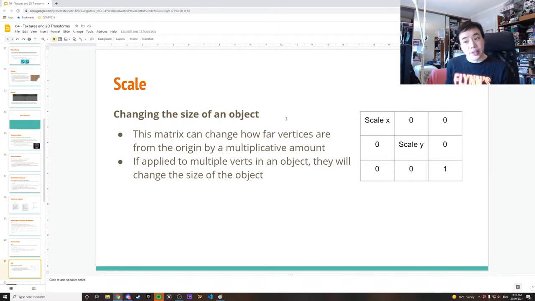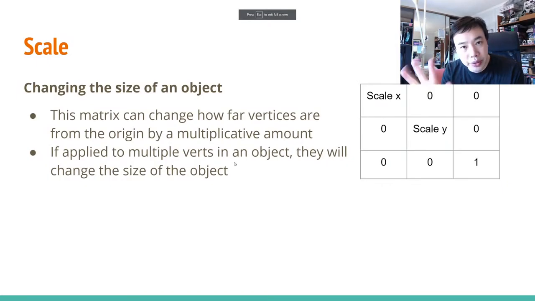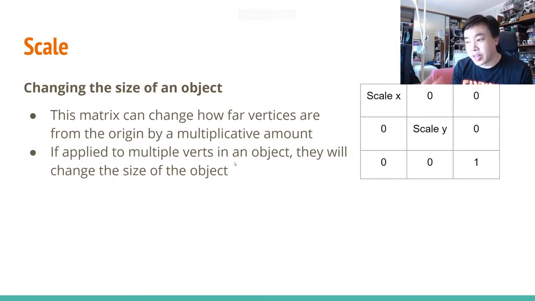So, first one is scale. Scale is going to change the size of an object. For the moment, I'm only going to show you things in two dimensions because we're working in two dimensions for now, but these matrices are going to expand to three dimensions. It just gets an extra row and a column. And some of them expand nicely with the extra row and column. So scale expands nicely into 3D.